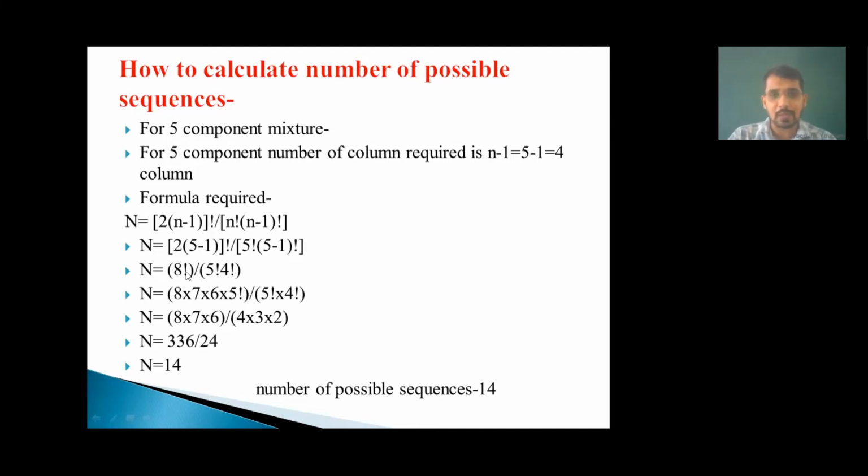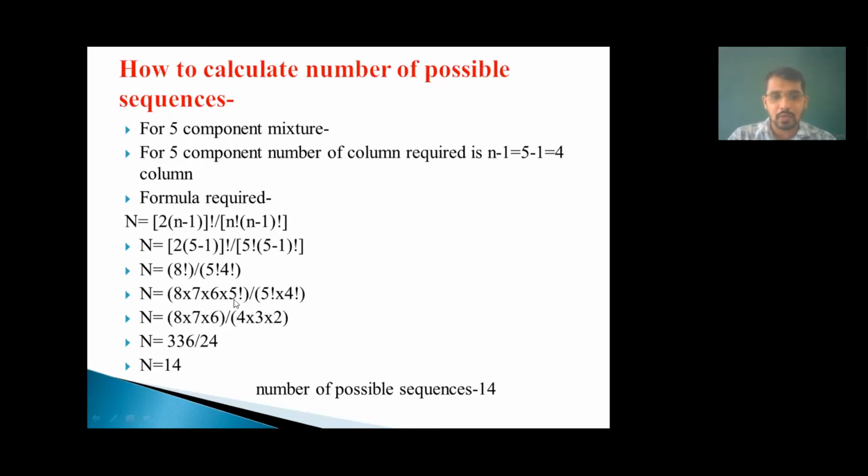I am splitting this factorial term now. After splitting I get 8 into 7 into 6 into 5 factorial divided by 5 factorial into 4 factorial. The 5 factorial in the numerator and denominator get cancelled. After that you get capital N equals 8 into 7 into 6 divided by 4 into 3 into 2. Be careful about this term here.